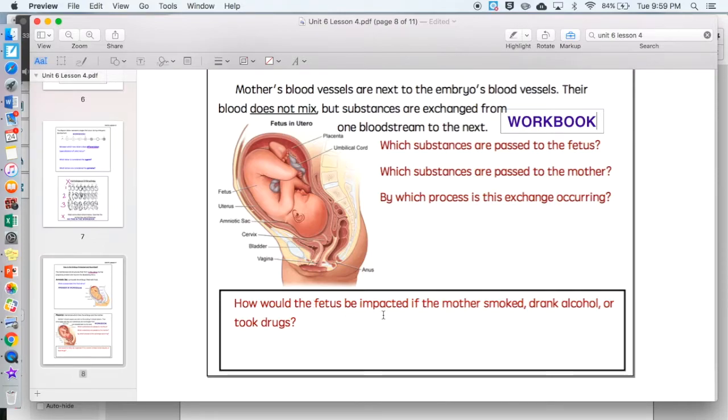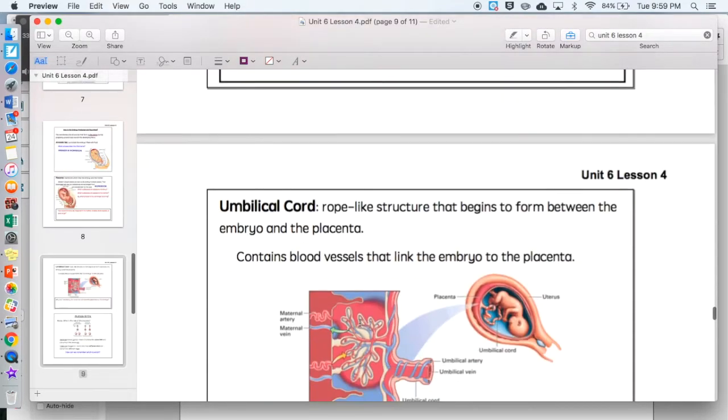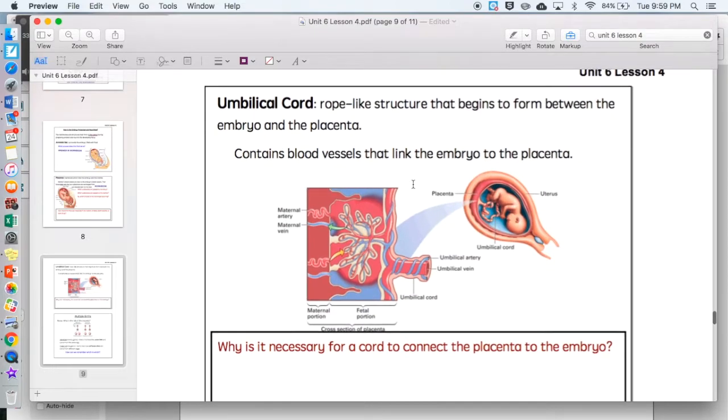Lastly, you're also going to do this in your workbook. How would the fetus be impacted if the mother, for example, smoked, drank alcohol, or took drugs? Go ahead, answer that in your workbook. We'll go over it tomorrow.